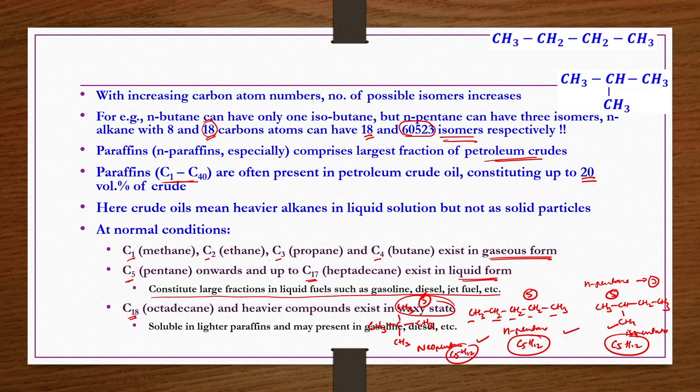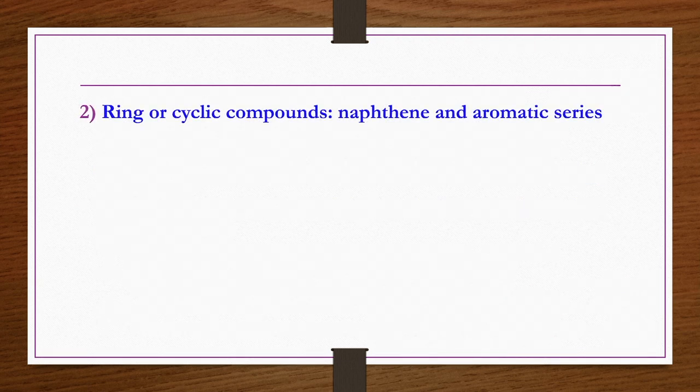This waxy C18 onwards, whatever the heavier components are there, they are soluble in lighter paraffins and may be present in gasoline, diesel, etc. as well, since they are soluble in paraffins.